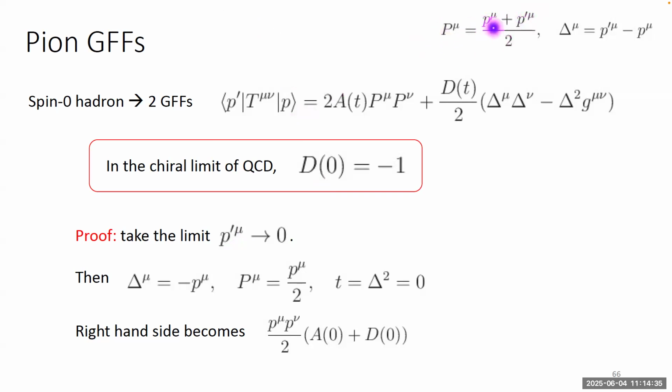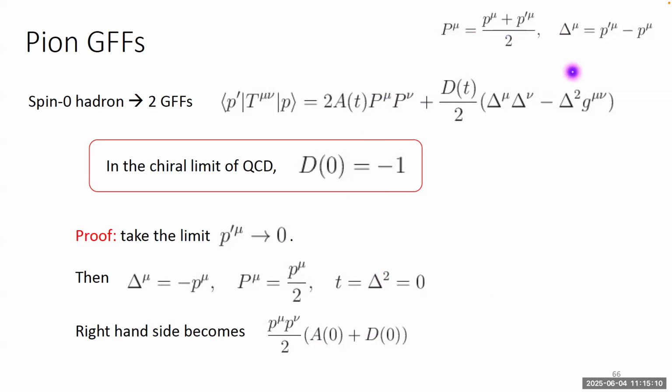So capital P, the average is just P over 2, right? And this momentum transfer P prime is 0. So delta is just minus P, right? And delta squared is P squared, and P squared is 0 because I'm thinking of the chiral limit. Okay, the pion is massless in this ideal world. So the right-hand side simplifies a lot, and basically what you find is this linear combination of A0 and D0, because T0. Okay, very simple.